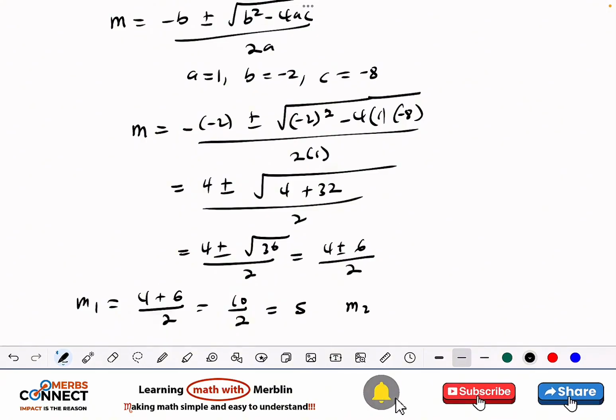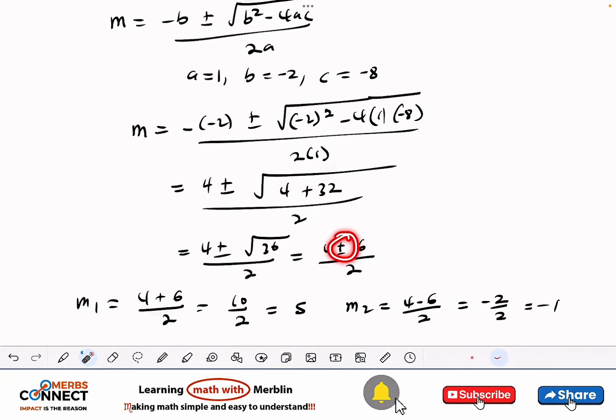Or we can have m is equal to 4 minus 6 divided by 2, and this is minus 2 divided by 2, which is minus 1. So we can see that this is kind of plus or minus. So since it's a plus or minus, that's what we just need to do.